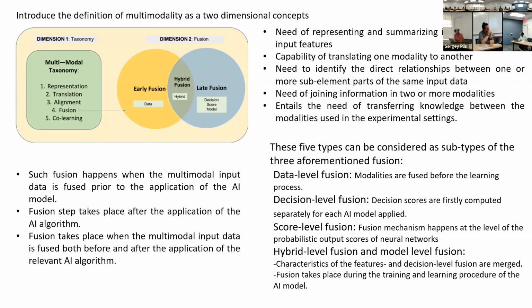And then in the second dimension, they divided it into early fusion, hybrid fusion, and late fusion. Early fusion happens when the multimodal input data is fused before the application of the AI model. In late fusion, the fusion takes place after the application of the AI algorithm. And hybrid fusion takes place when the multiple input data is fused both before and after the application of the relevant AI algorithm. They also divide it into 5 categories, which are considered subtypes of the 3 fusions: data level fusion, decision level fusion, score level fusion, hybrid level fusion, and finally model level fusion.